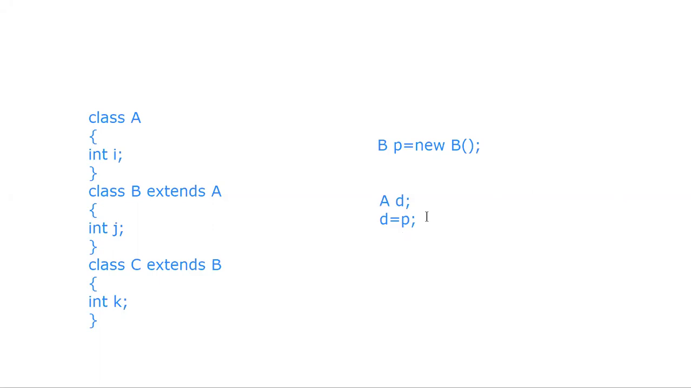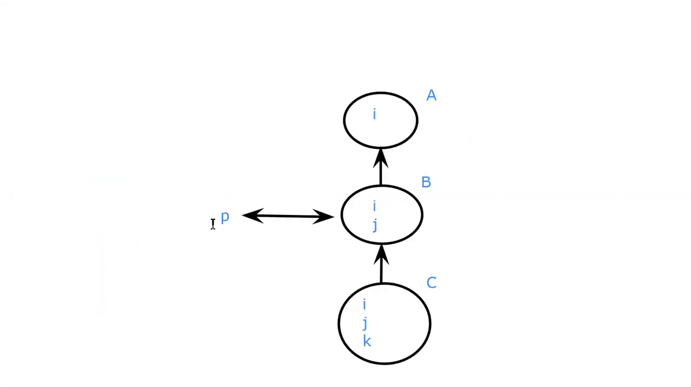Now when I write a statement in this way, what happens? Automatically, even D refers to the object which is referred by the reference P. So here what is happening? We'll be getting one more reference called D. Now even D refers to the object of class B, since D is referring to instance P.